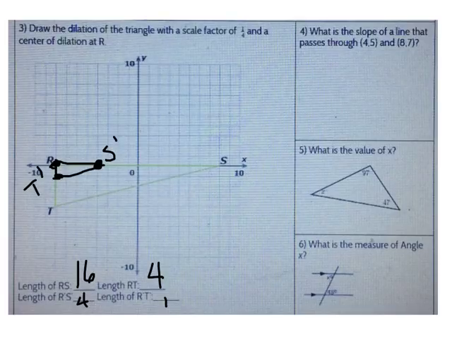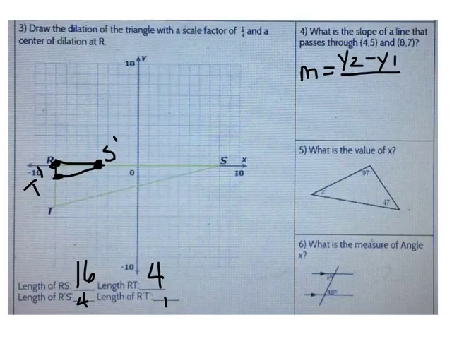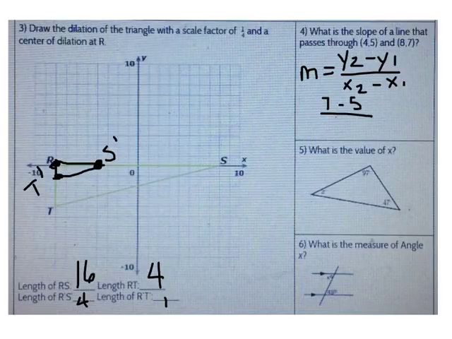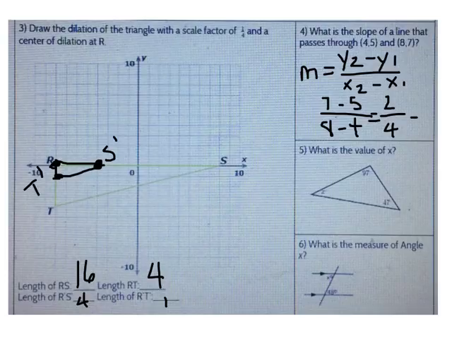Now let's find the slope of a line that passes through (4, 5) and (8, 7). Remember, slope can be found by subtracting y2 minus y1 over x2 minus x1. y2 is 7, y1 is 5, x2 is 8, x1 is 4. What's 7 minus 5? It's 2. What's 8 minus 4? It's 4. When I simplify that fraction, what is the slope in simplest form? It's 1/2.